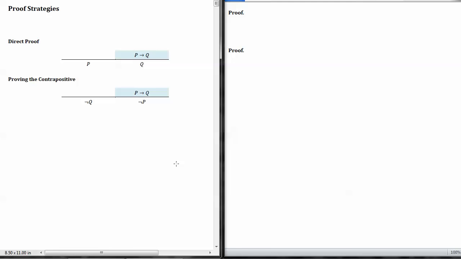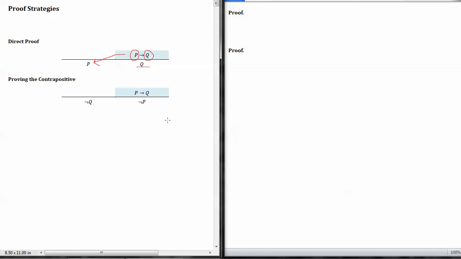For this problem, we're going to prove a conditional statement in two different ways. First, using direct proof, and then by proving the contrapositive. So a conditional statement of the form P implies Q has what we call an antecedent P and a consequent Q. And for direct proof, we're just going to take the antecedent P and let it be a given, and then the new goal will be Q.